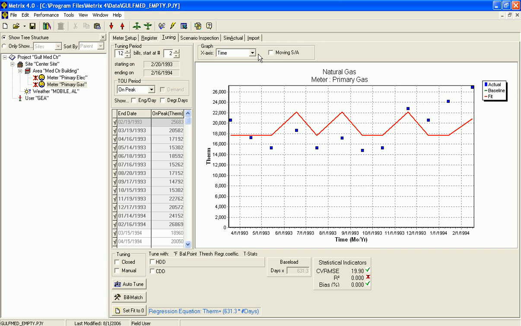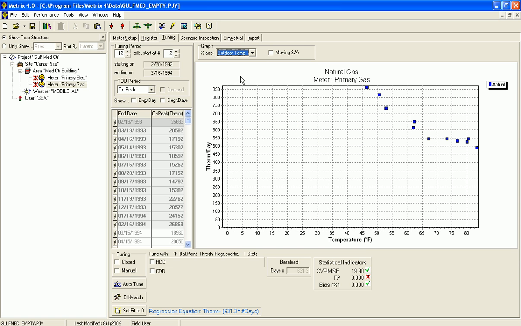Now let's see if we can find a relationship between energy usage and weather. To do this, I'm going to change the x-axis of our graph to outdoor temperature. We can see from the usage versus temperature graph that as temperature decreases, our natural gas consumption increases. This tells us that the natural gas is being used to heat our building.